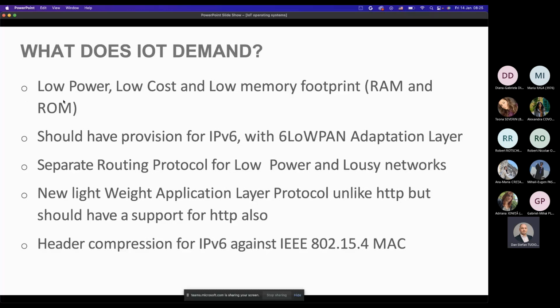On the communication side, you should have a provision for IPv6. Not all of them, of course, have it, but the majority of applications use some sort of addressing scheme when communicating with their nodes. You can basically write your own communication protocol, but in general, if you want to be standard compliant, you would have a provision for IPv6. And with the caveat that you're not going to use the full IPv6 implementation most of the times because of memory footprint and processing power, and you're going to use the 6LoWPAN adaptation layer to actually make things happen.